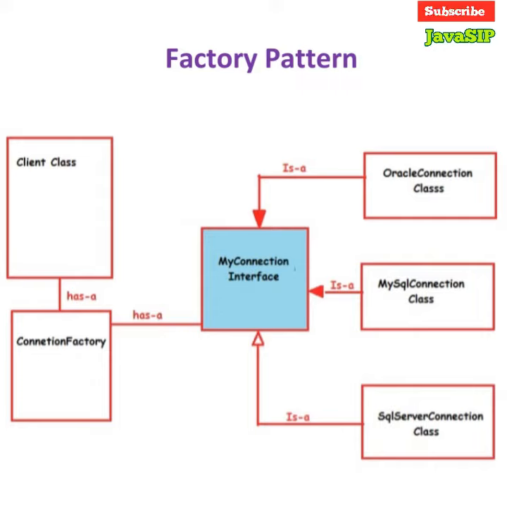The ConnectionFactory class has the object of the MyConnection interface, and the client class will use the ConnectionFactory class to get the required connection. So if the client class requests an Oracle connection from the ConnectionFactory class, then it will instantiate the MyConnection interface object as an OracleConnection. So at runtime, on client demand, the required database connection will be created by the connection factory and returned. I hope the factory pattern concept is clear from this example.